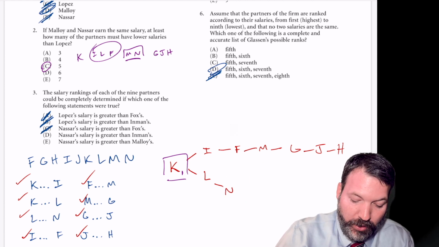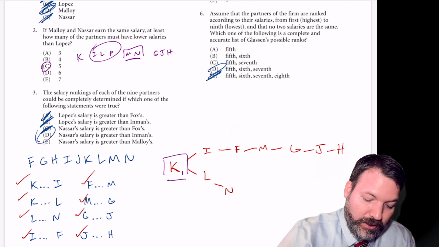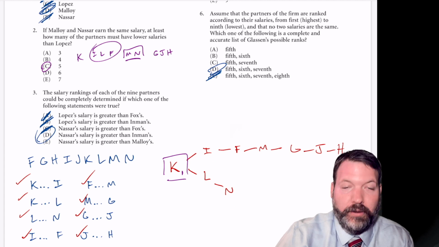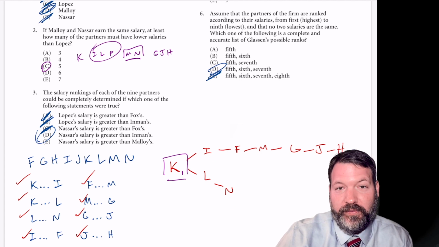N's salary is greater than I's. Yes, that's the one, right? That's what I said a second ago. If we put N in front of I, then we're done. We connect the 2 branches in a way that we know the exact rankings of everybody's salary.